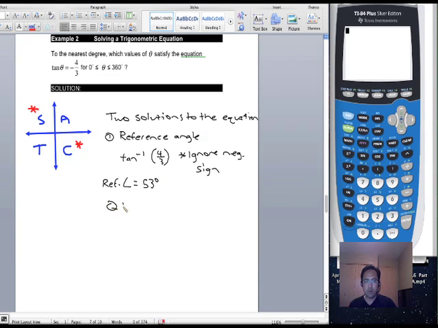So in quadrant 2, it's going to be equal to 180. Can you see it here in quadrant 2? Minus 53 degrees. So you subtract out the reference angle. That's going to give you 127 degrees. In quadrant 4, it's going to be equal to 360 degrees minus 53 degrees, and that's going to give you 307 degrees. Okay. Turn to page 183 and try the check. The full solution for this problem is on page 446.